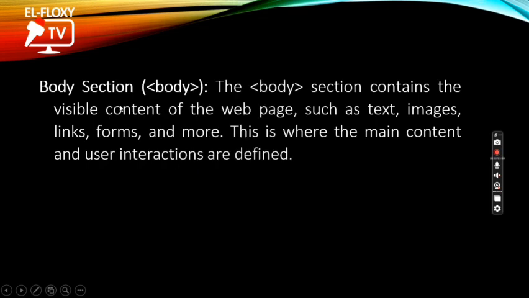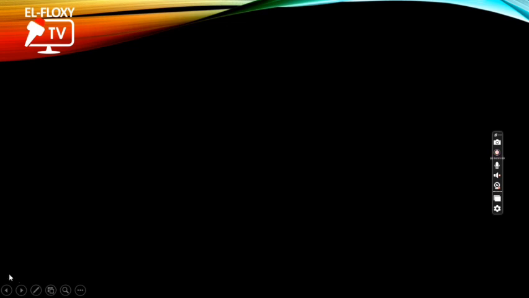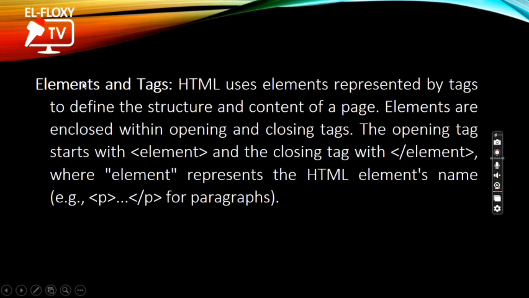Then let's look at the body section. The body section contains the visible content of the web page, such as text, images, links, forms, and many more. This is where the main content and user interaction are defined. This is where anything you want to display on your website, you code it. So that's why it is called the body section. So let's look at the elements and tags.